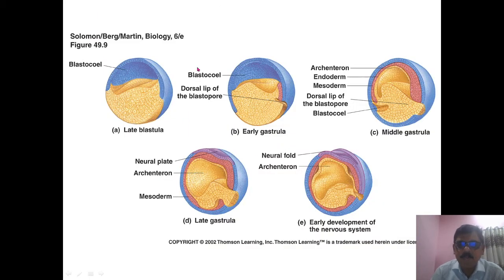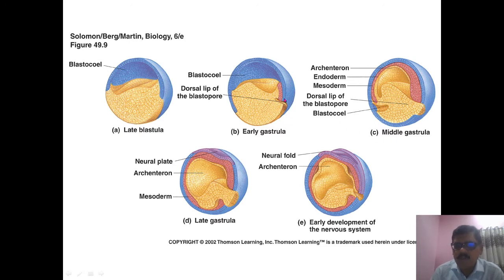This picture shows the process of gastrulation in the frog. This is a late blastula having this blastocele. This is the animal pole. This is the vegetal pole having the megameres, and this is the dorsal lip of the blastopore from where the inward movement of the cells will occur.